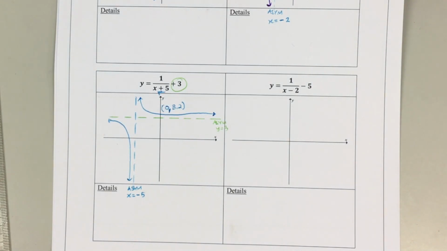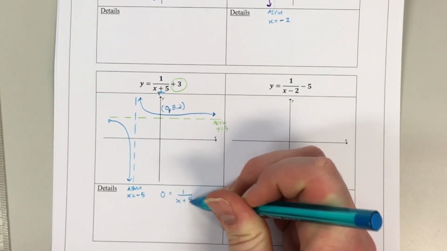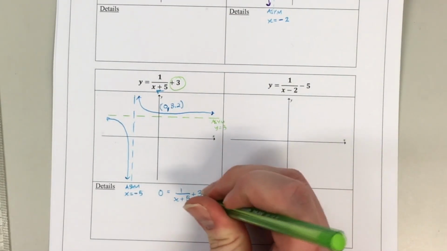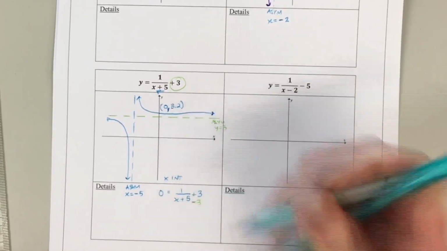So it's 3.2. Are we putting the x-intercept as well? Yes, we are. So this one's a little bit trickier. We'll need to do some working out for this one. y equals 0, minus 3. So yeah, minus 3 on both sides. So this is to find the x-intercept, by the way.